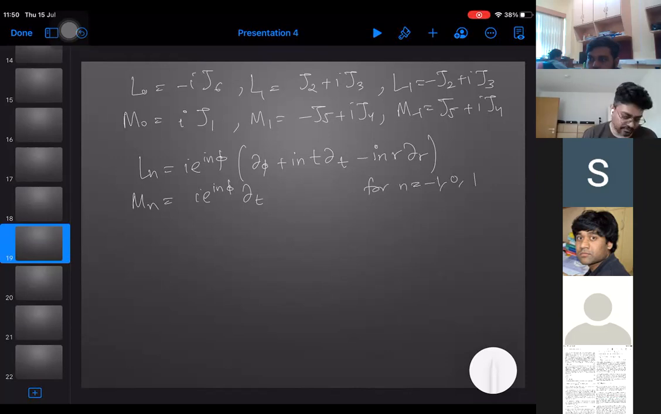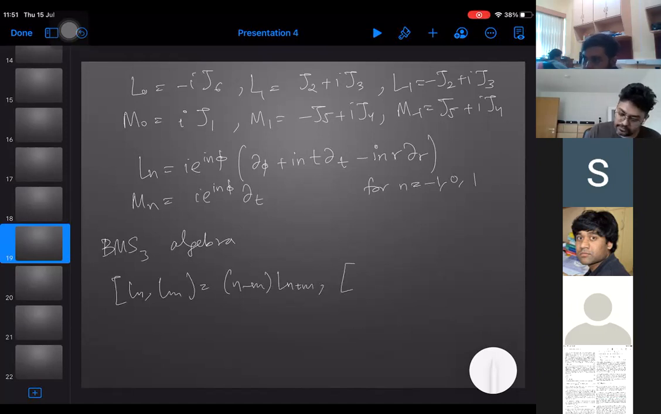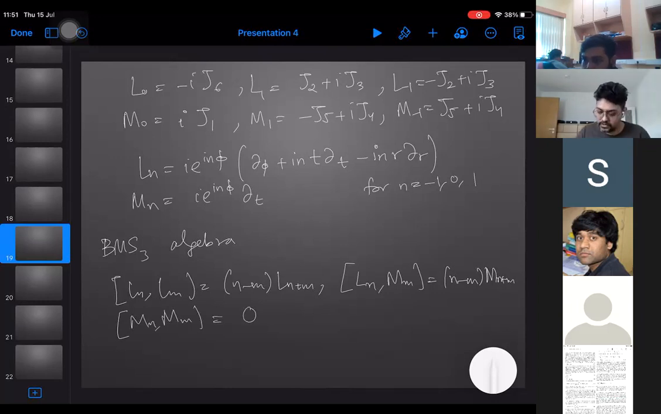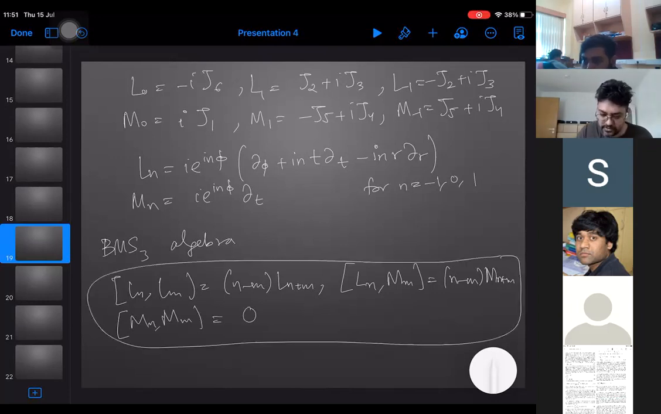So what you notice here is that these generators can be defined for all integral values of n, and hence what you get in the end is the BMS3 algebra. [L_m, M_n], which you have also seen before from a more geometrical perspective, and this was more algebraic. And [M_m, M_n] is equal to 0. So this is the algebra which you have for the BMS3. So you can see you can directly get it as a flat limit from the AdS.